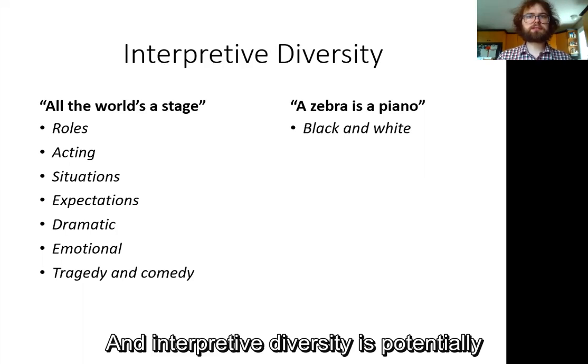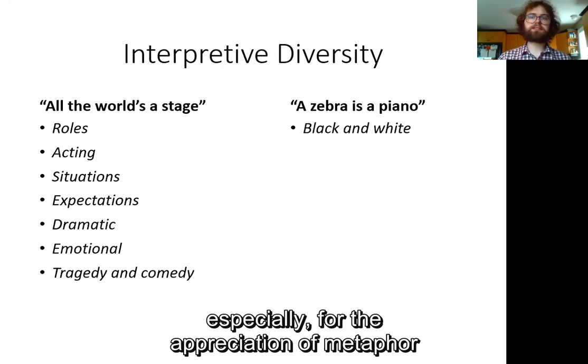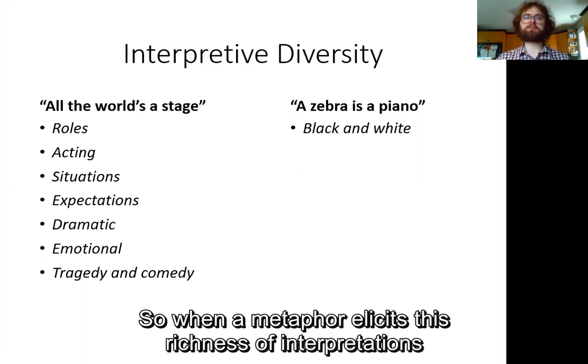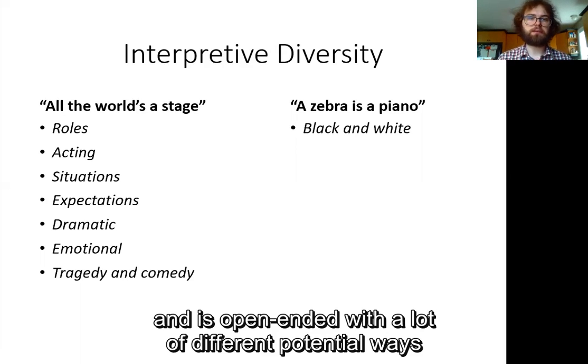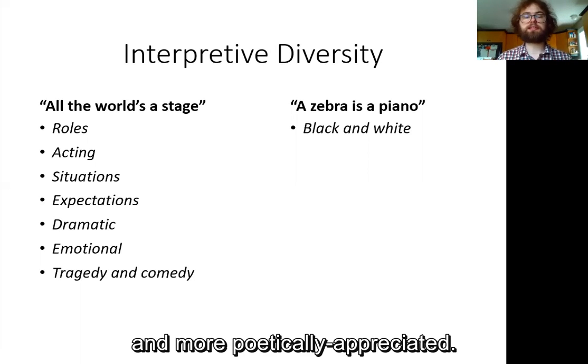And interpretive diversity is potentially an important factor in metaphor, especially for the appreciation of metaphor and enjoyment of metaphor. So when a metaphor elicits this richness of interpretations and is open-ended with a lot of different potential ways to interpret it, it can make the metaphor more enjoyable and more poetically appreciated.